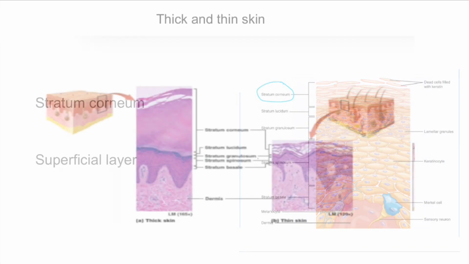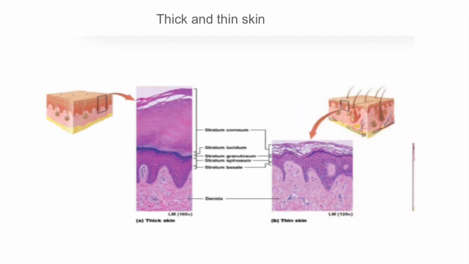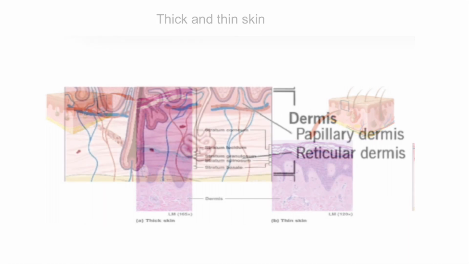Thick skin is an area of high abrasion located on the palms, fingertips, and soles of feet, while thin skin is on the rest of the body that lacks the stratum lucidum. Next, the dermis is made of two layers, the papillary superficial layer and the reticular deep layer.